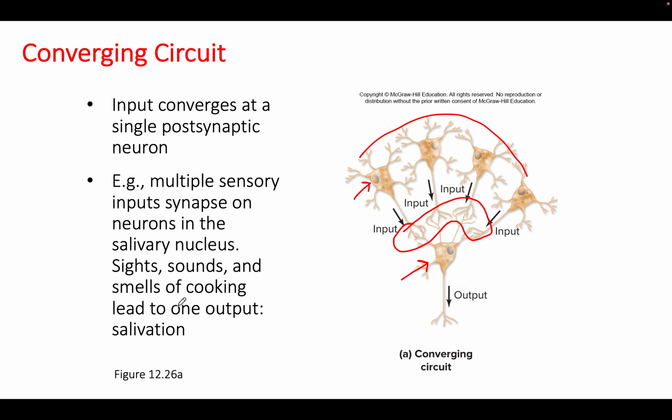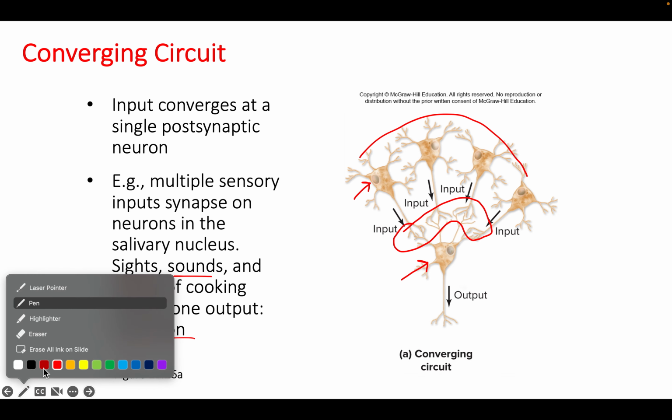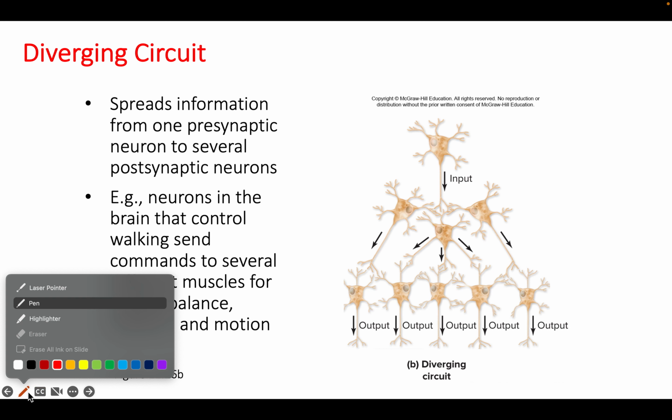So in this example here, we have multiple stimuli. So we have sight, we have sounds, we have smells. You may hear somebody talking about cooking, and the output is we get salivation, right? So we get one common result, one common output from all of these stimuli. So we have all of this stimulus coming, all these stimuli coming in, and the end result is one final output, okay?